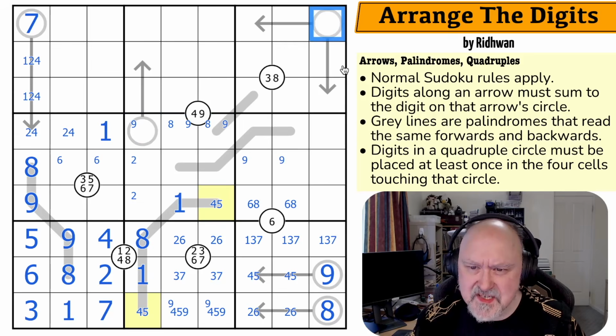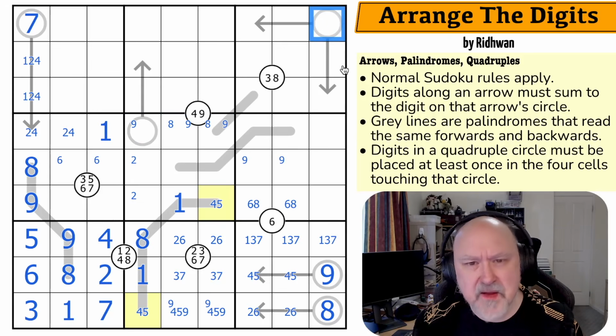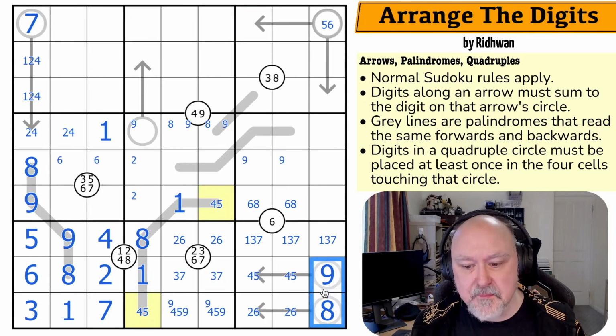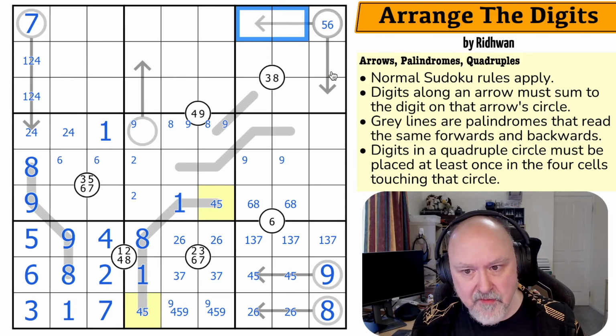This has a maximum of 6 now, and a minimum of 5, because the minimum that, oh no, this is a 6. But that's neat. So I was about to say, this can't be 7, 8, or 9. So it's a maximum of 6, but its minimum would be 5 because of these arrows.